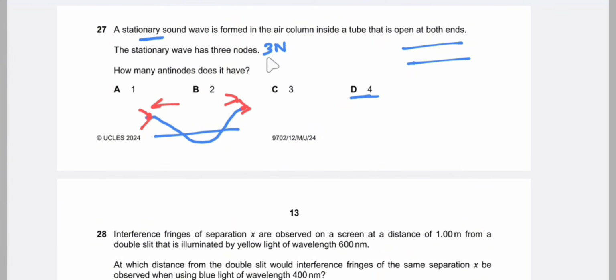So for the open end, when 3 nodes are produced, 4 antinodes are produced. So the number of antinodes is 4.